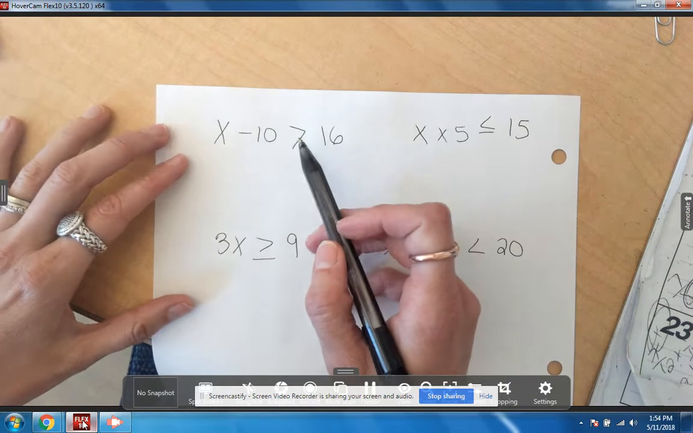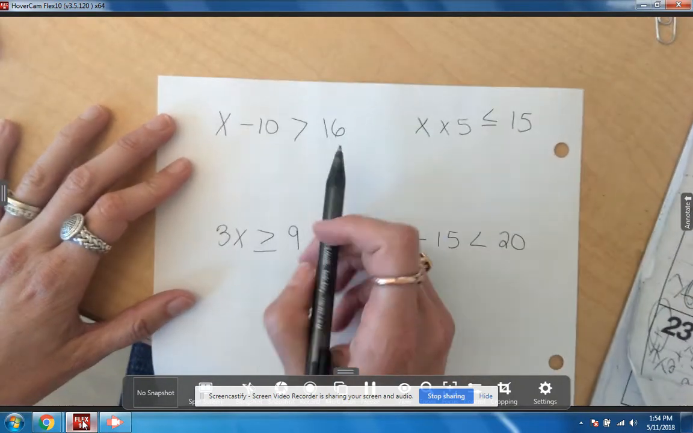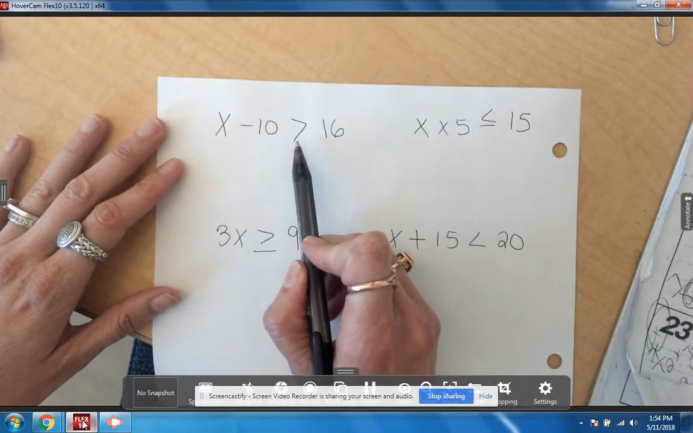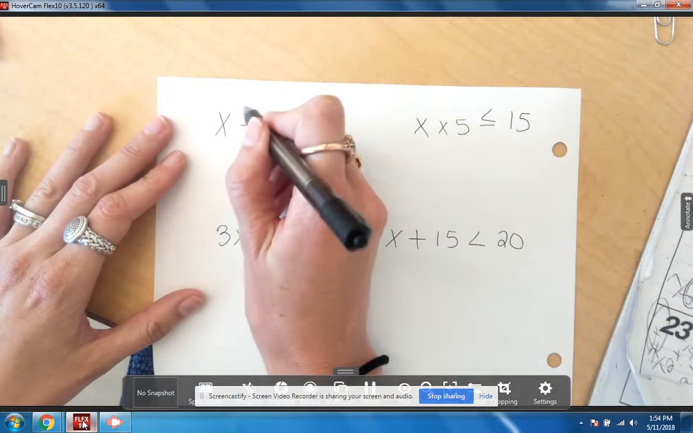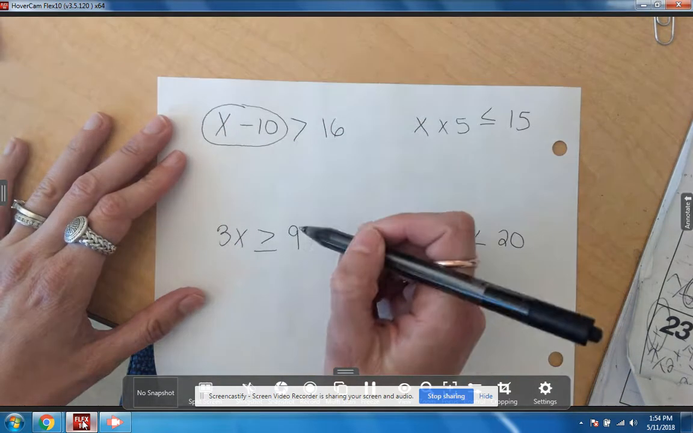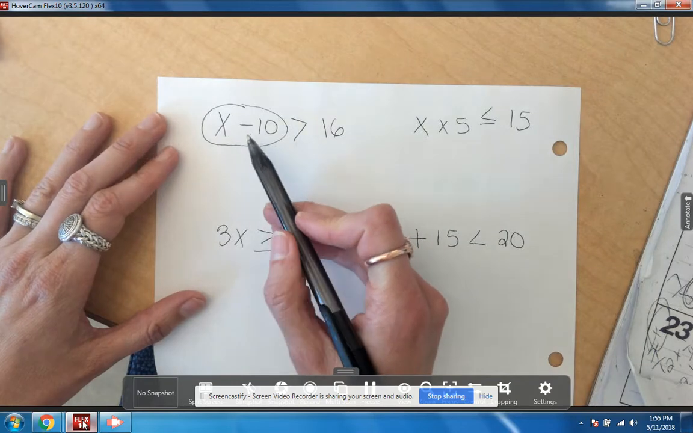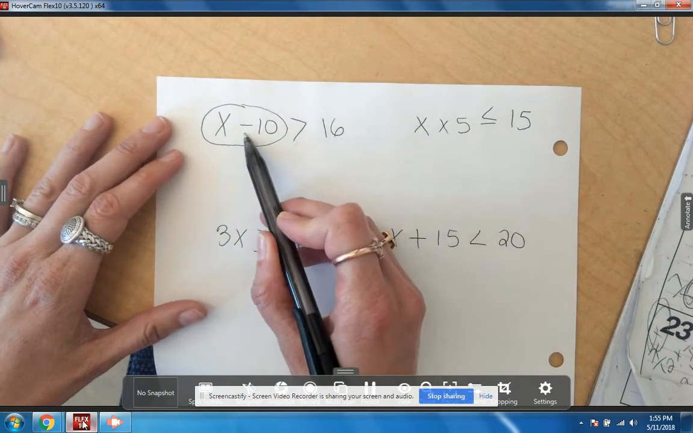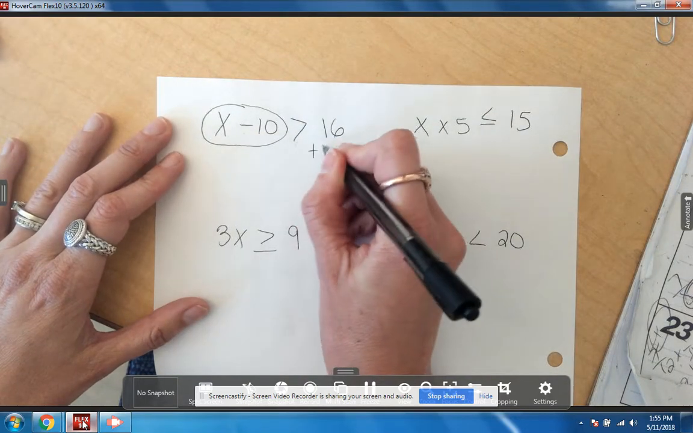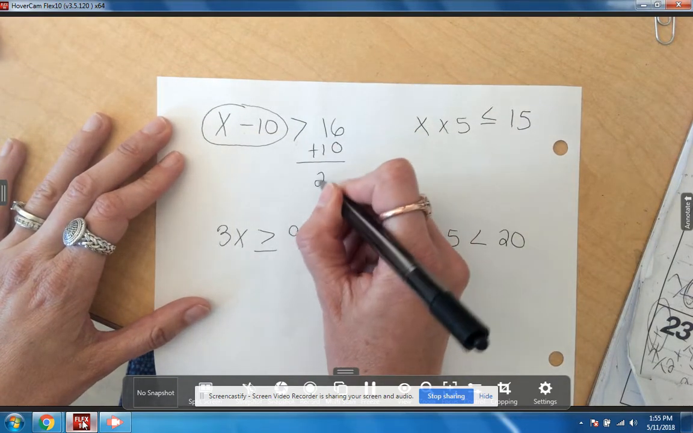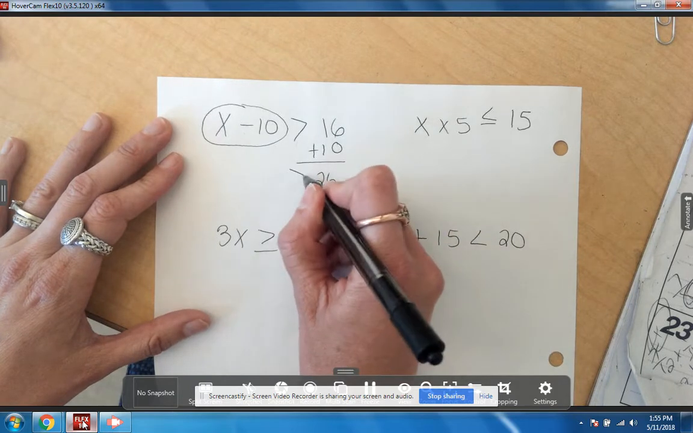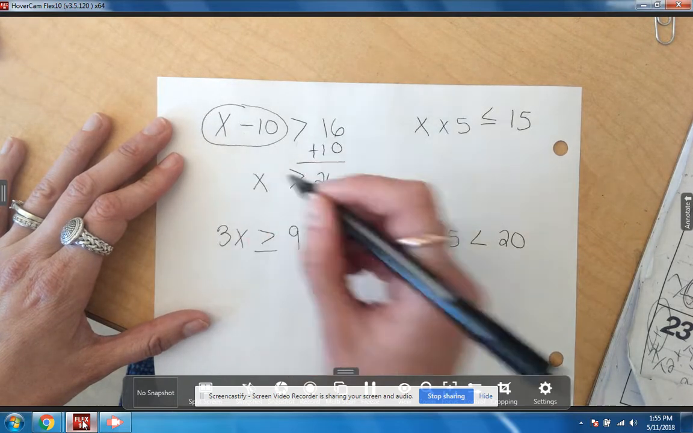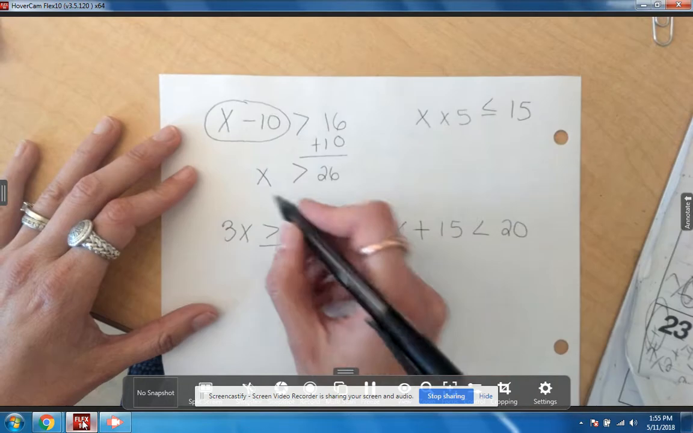Okay, so for the first one, we want to find the center of the problem, which is where the inequality symbol is. And for this one, it's a greater than symbol. You circle the side that has the variable or the letter. Whatever is happening to the variable, you do the opposite of that on the other side of the problem. So since they're subtracting 10, on the other side of the problem, we're going to do a plus 10, which is 26. Then you bring down the symbol, you bring down the variable. Okay, so x is greater than 26.